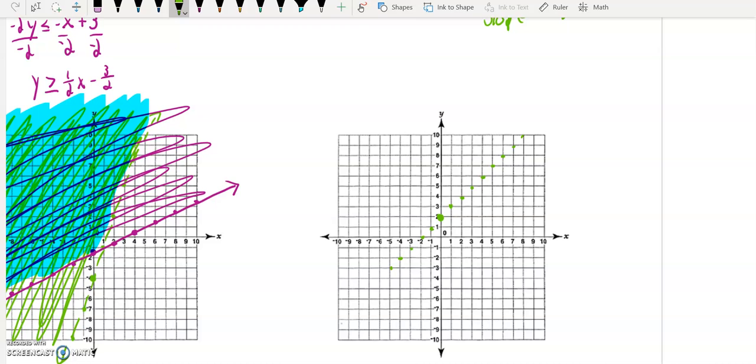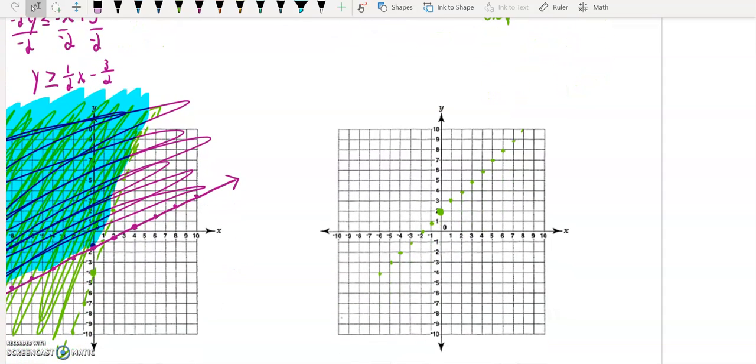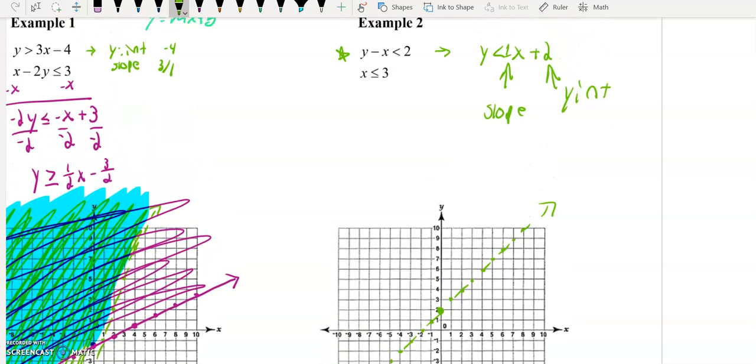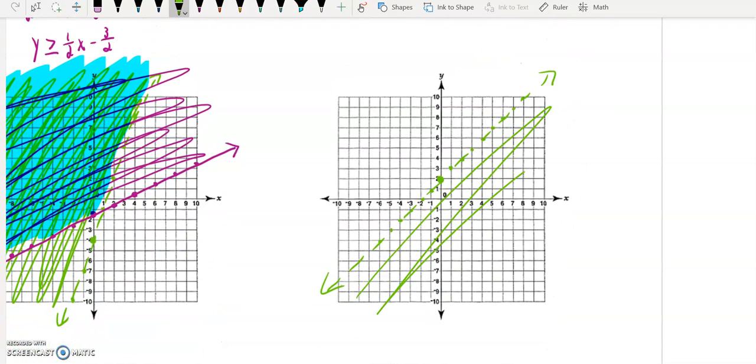Keeping it going. This should be a dashed line because it's not equal to, so I can go ahead and draw in my dashed line. And again, this process should be no different than the last unit. We're looking at shading less than, so we should be shading below.